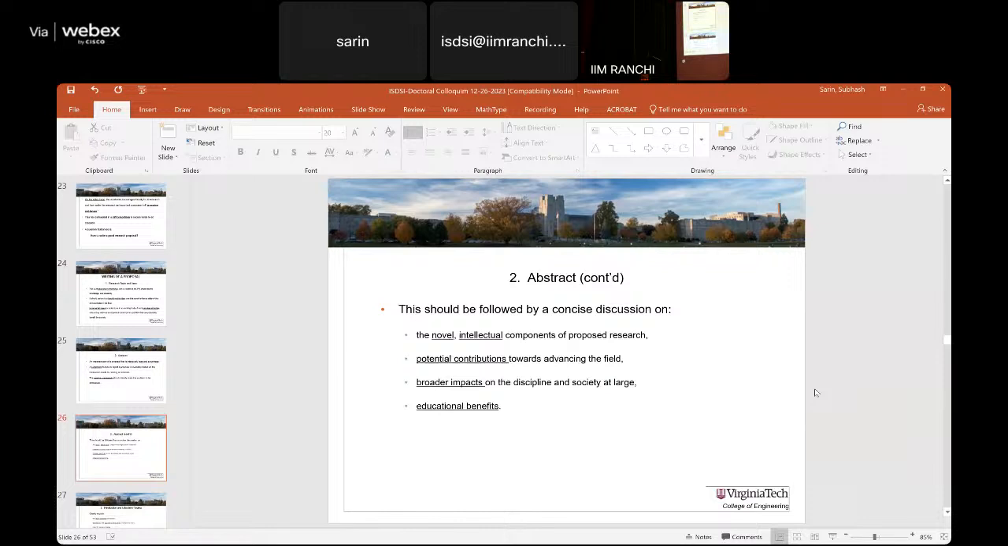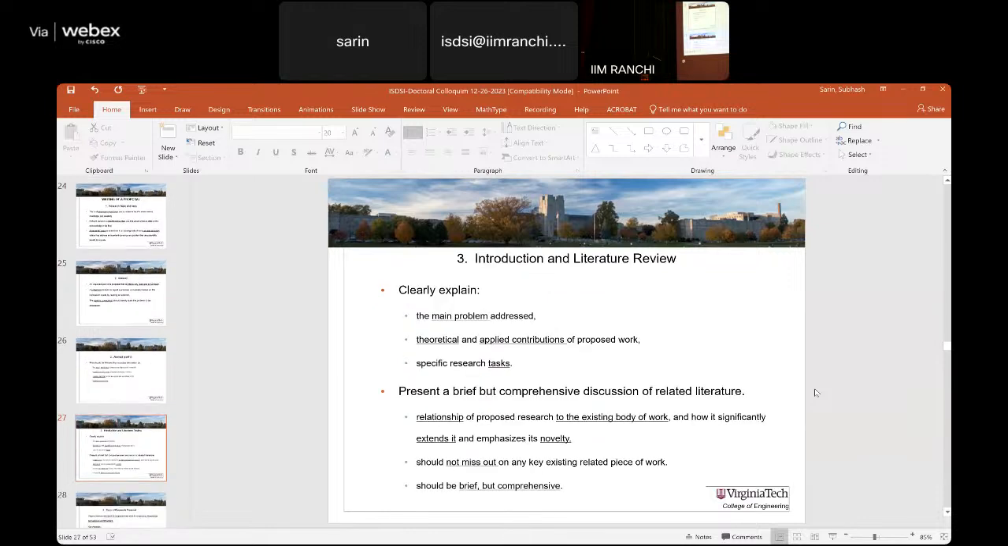And like I said before, this is the face of the proposal. If people like the face, if they like the abstract, they will definitely pay attention to read the rest of the proposal. If they don't like it, most likely the proposal is not going to be read properly or going to be funded.